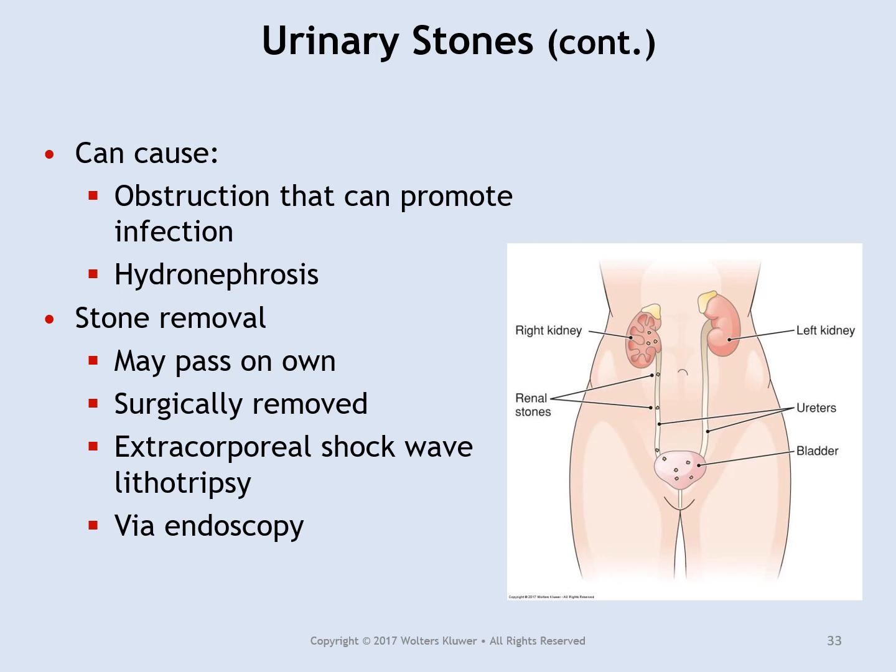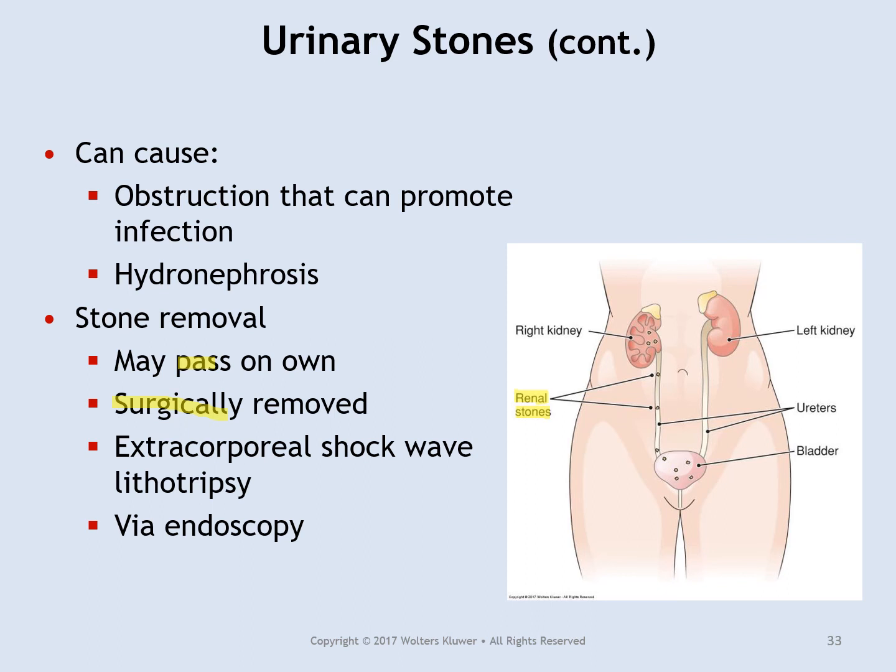So if they actually obstruct the ureters, that can cause an infection. If they're small enough, they can pass all the way through. If they get too big, they may have to be surgically taken out.